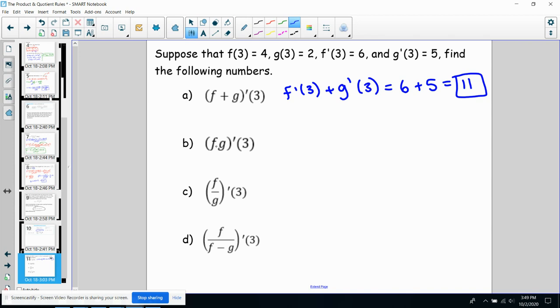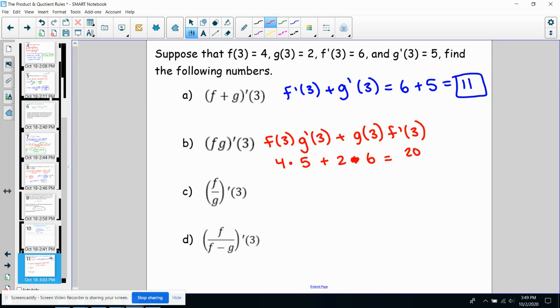For b, we're doing multiplication, so it's using the product rule. So it's f times g. So it's going to be the first, which is just f of 3, times the derivative of the second, so g prime of 3, plus the second, so g of 3, times the derivative of the first, which would be f prime of 3. So f of 3 is 4 times g prime of 3, which is 5, plus g of 3, which is 2, times f prime of 3, which is 6. So we end up getting 20 plus 12, so we get 32.